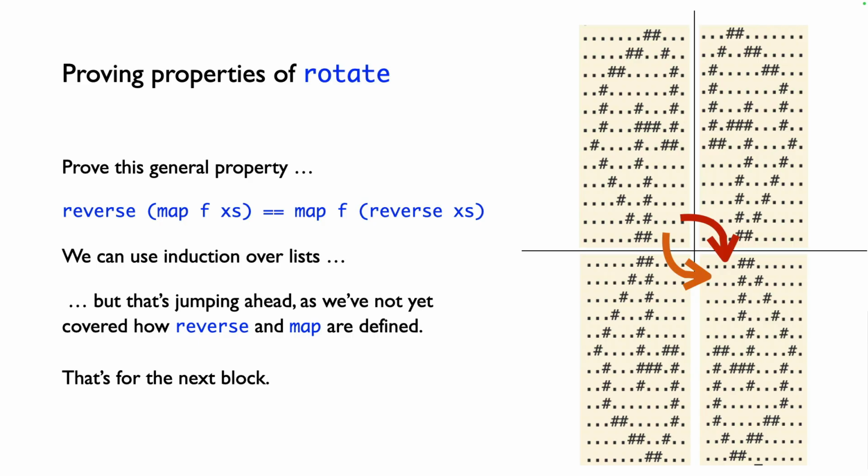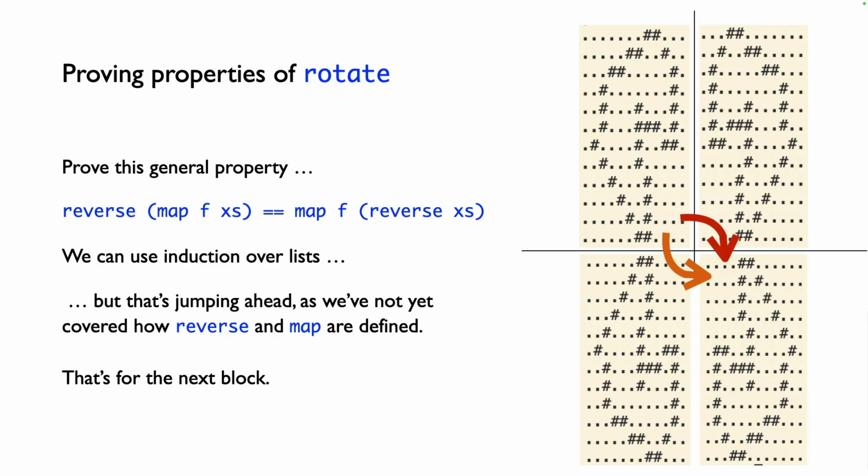On the other hand, the gold standard, if you like, for correctness would be to prove the mathematical property. And here, hidden under this, flip V and flip H are reverse and map. And what we're trying to prove here is if we map f along a list of xs and then reverse the result, we get the same as reversing xs and then mapping f. And you can see that that really should be true if you understand what map and reverse are doing.